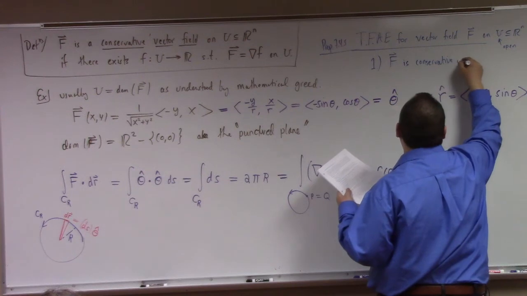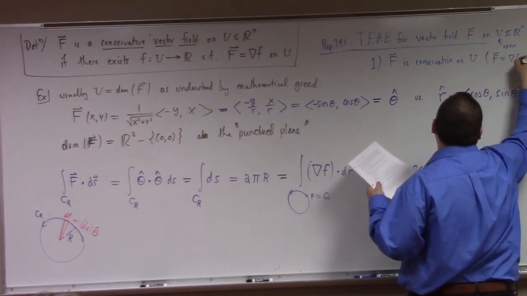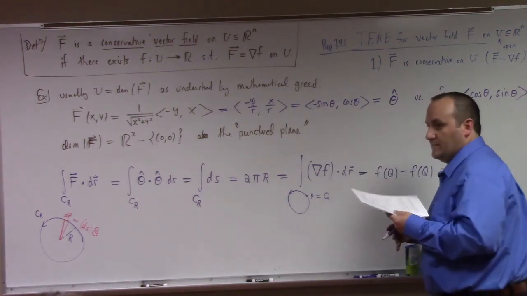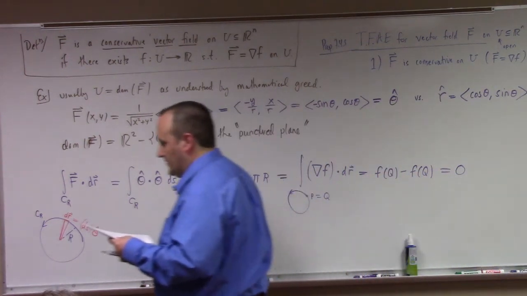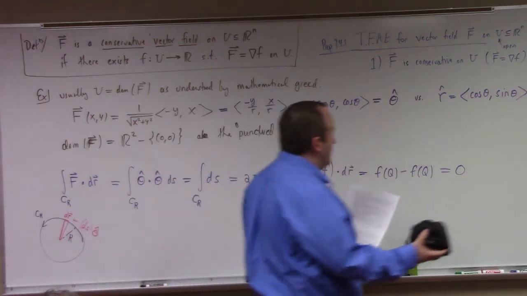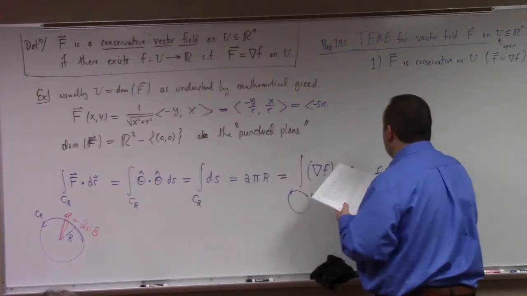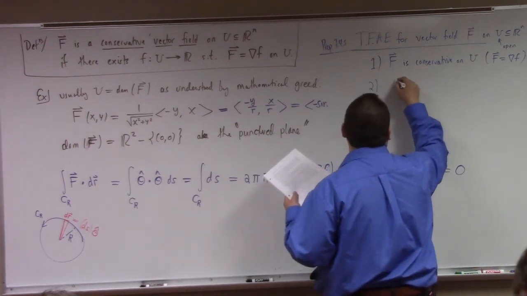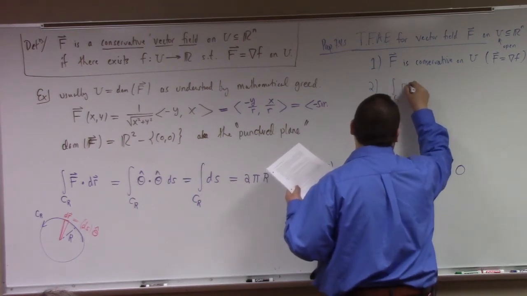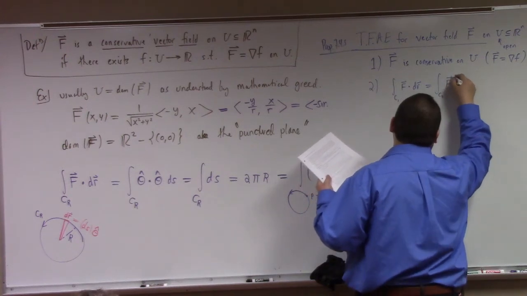What's that mean? Again, F is equal to the gradient of some function f. That's number one. Number two, F is path independent on U. Now, we started talking about that yesterday, right? And I'll write it down more technically. The integral over C1 of F dot dr is equal to the integral over C2 of F dot dr.